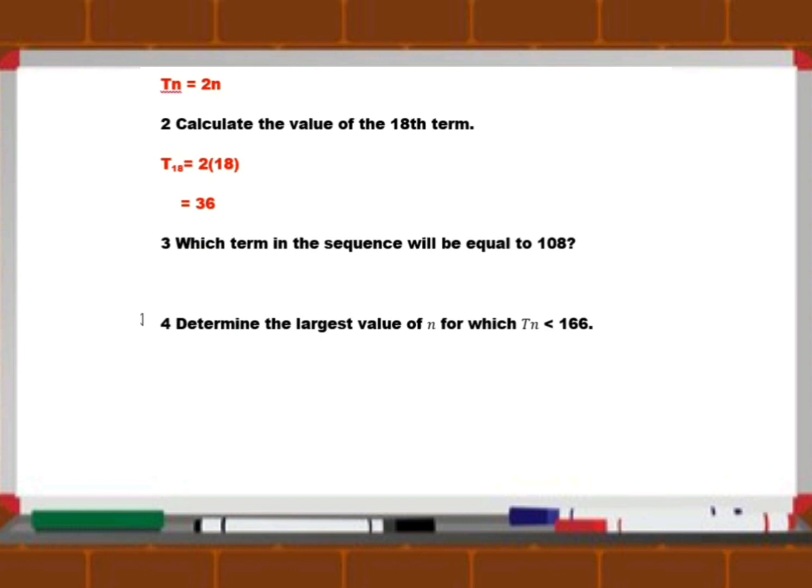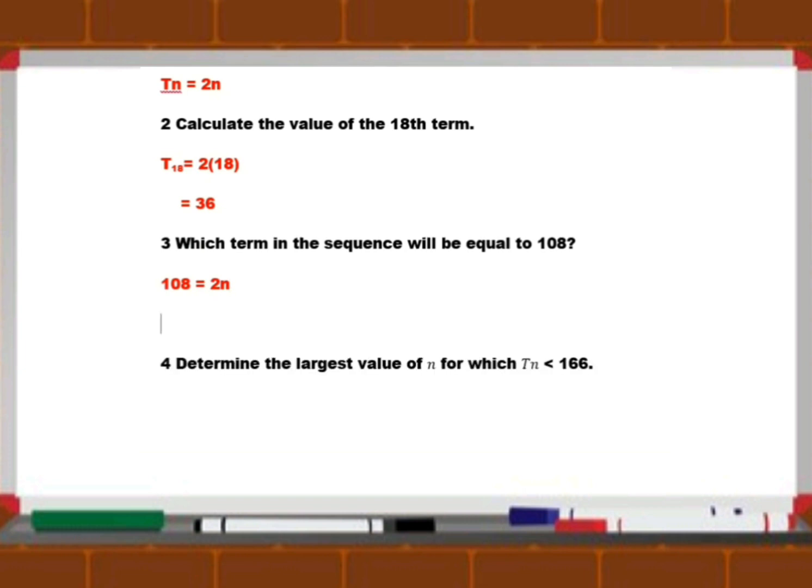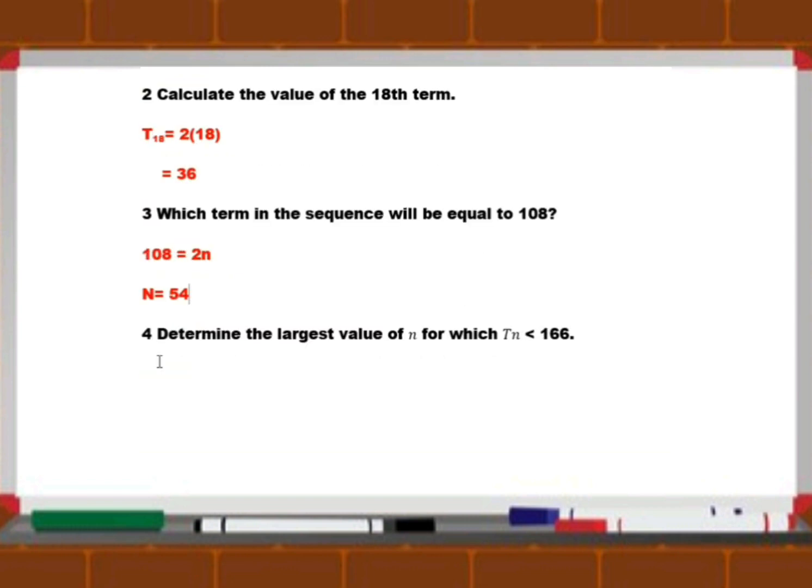Question 3. Which term in the sequence will be equal to 108? So you have to say 108 is equal to 2n. So what's 108 divided by 2? Here it is, 54. And then you're done.